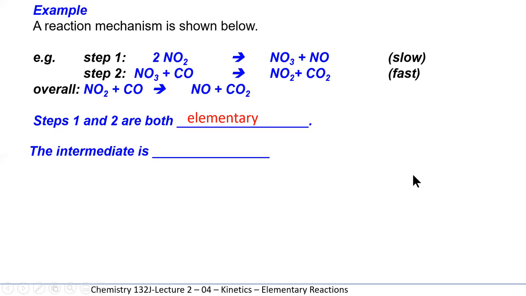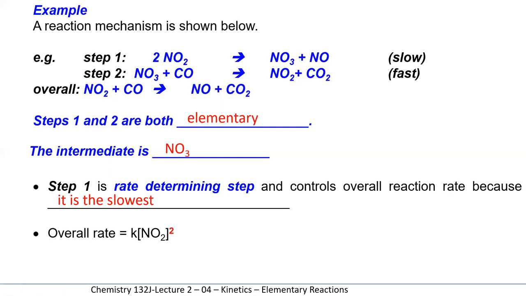So the intermediate in this case is a substance that doesn't appear in the overall equation, but it does appear in the intermediate steps. So NO3, nitrogen trioxide, is an intermediate. So step one is the rate determining step. It's because it's the slowest. And the overall rate in this case, using the slow step, would be R equals K times the concentration of NO2 squared.